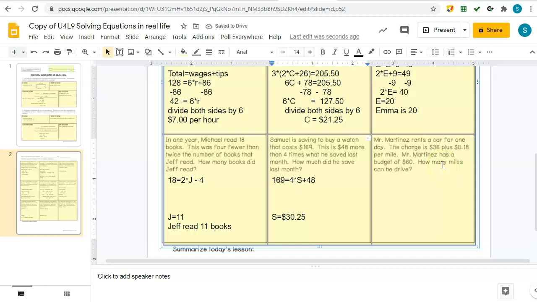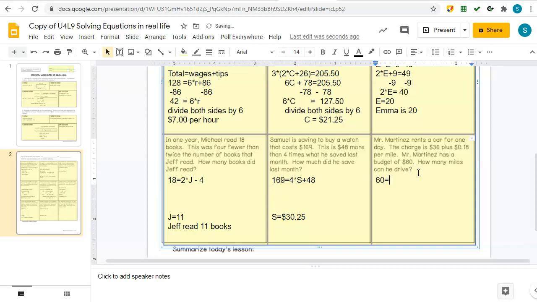Mr. Martinez rents a car for 1 day. The charge is $36 plus 18 cents per mile. Mr. Martinez has a budget of $60. How many miles can he drive? So his total has to be less than 60.